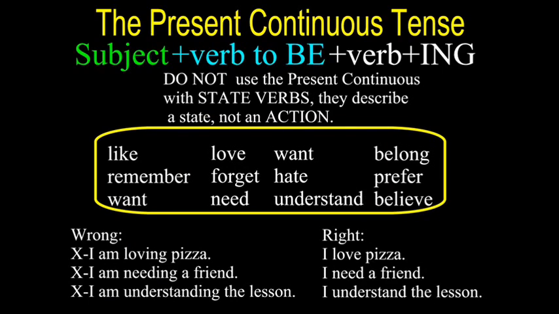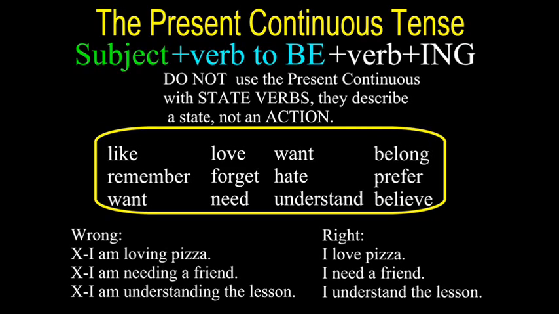Do not use the present continuous with state verbs because they describe a state and not an action. State verbs in English are like, remember, want, love, forget, need, hate, understand, belong, prefer, believe, etc.